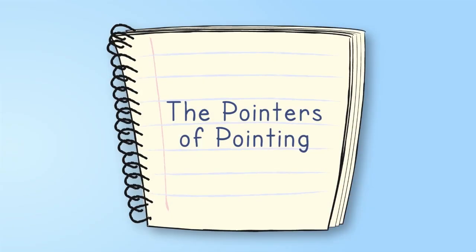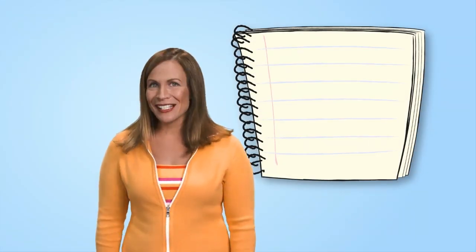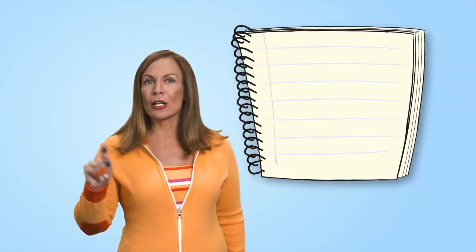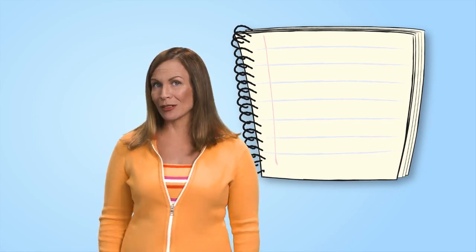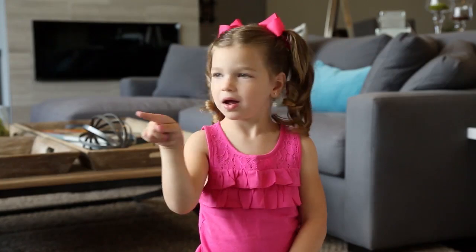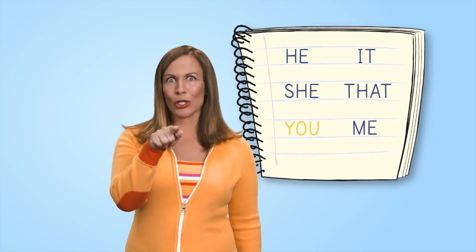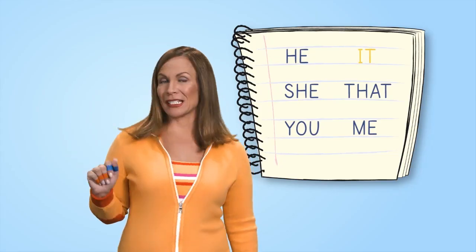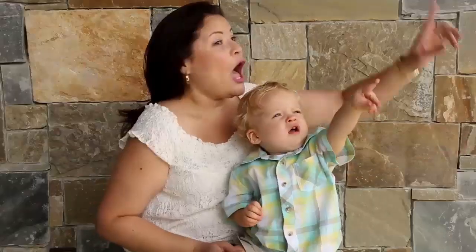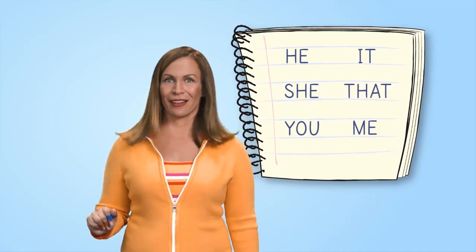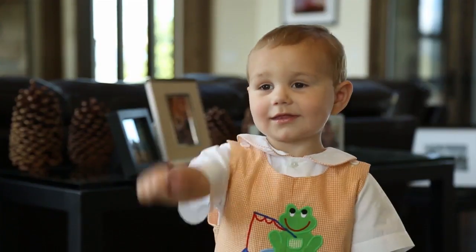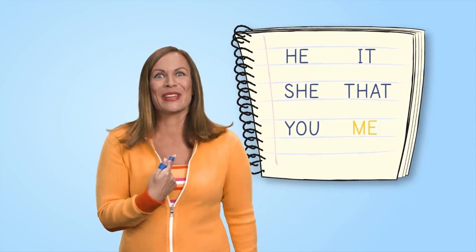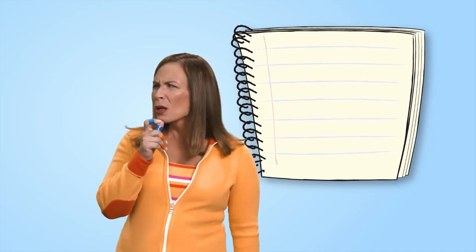Pointers. In ASL, you can simply point to show who you are talking about. He. She. You. It. That. Me. Who he?